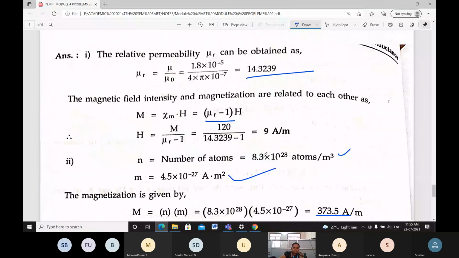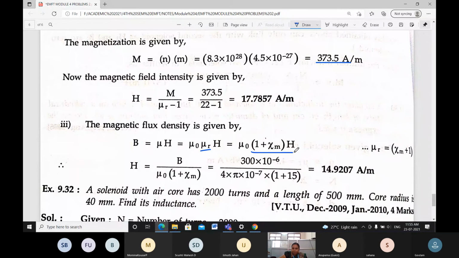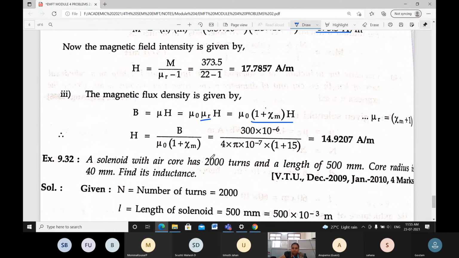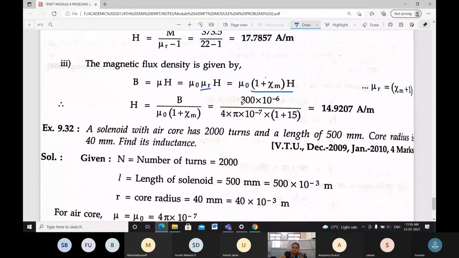Then the third and last one, for each case you have to find the magnetization. I hope you got that point. Then the third one is how the magnetic flux density is given by B is nothing but mu into H, that is nothing but mu naught into mu r into H, and mu r I can write as 1 plus Xm. The equation we previously taken out. Then what we want is the magnetic field intensity. Therefore H is going to be B divided by mu naught times 1 plus Xm. Then substitute, Xm is also given for us and B also given. Just substitute here. Then you will be getting 14.9207 amperes per meter. All these questions are asked in the exam.